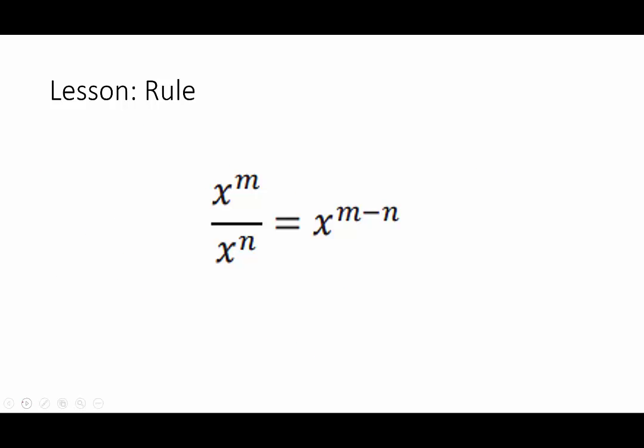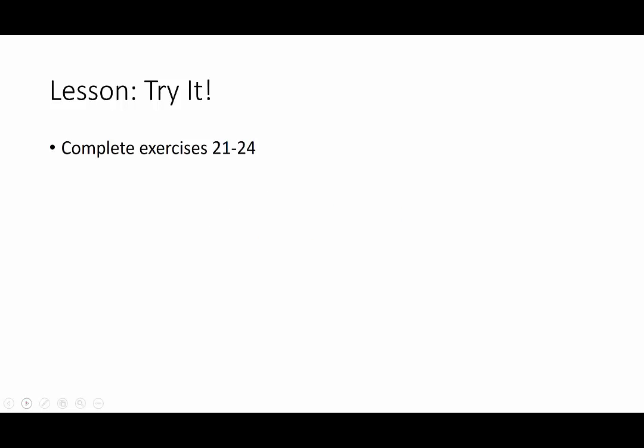So we can generally make that a rule by saying whatever we have on the top is x to the n power, on the bottom is x to the n power. We have x to the top number minus the bottom number is going to help us make that rule. So let's go ahead and have you practice some. I'd like you to practice exercises 21 through 24 and then come back and unpause the video when you're done.